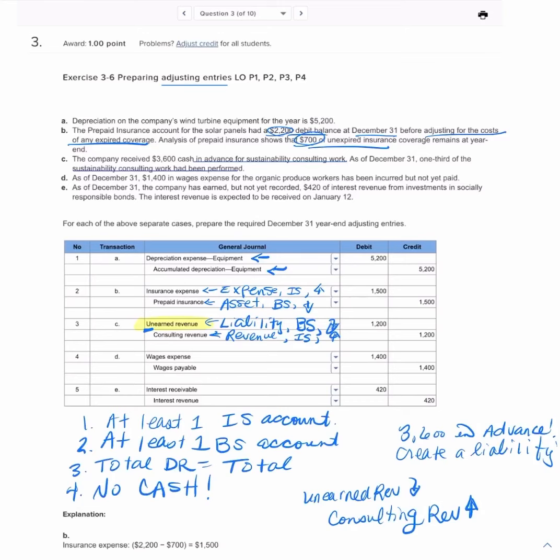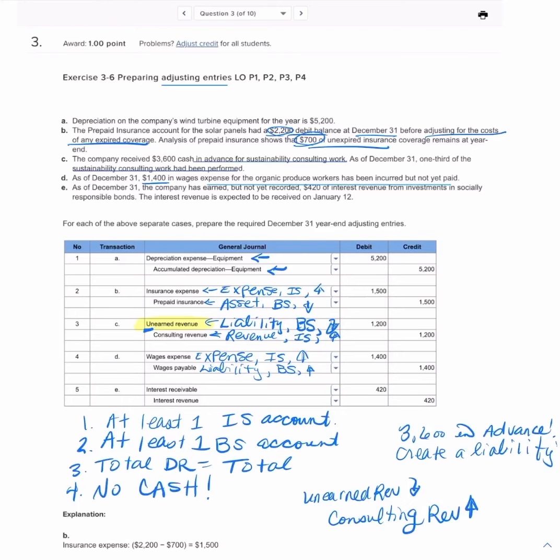Very good. So moving on to the next piece here, it tells us as of December the 31st, $1,400 in wages expense had been incurred but not yet paid. So once again, wages expense is an expense account. Expenses go on the income statement, and that is increasing. Next, we take our credit to the wages payable account. This is a liability that goes on the balance sheet and is also increasing since that payable is being credited.